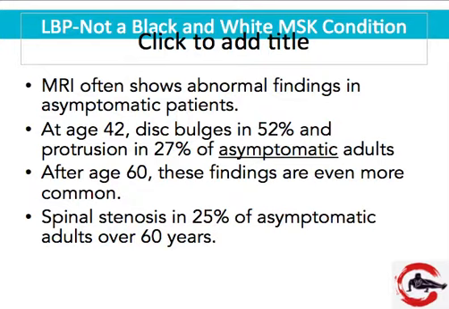That means more than half of the people walking through your clinic may have a clean MRI, may have no symptoms, but they can still have issues in their MRI. After the age of 60, these findings are even more common. Spinal stenosis will show up in 25% of asymptomatic adults over 60, which I think is crazy.